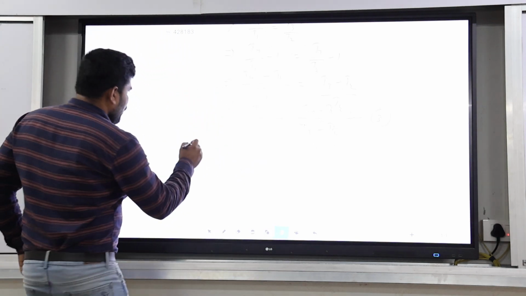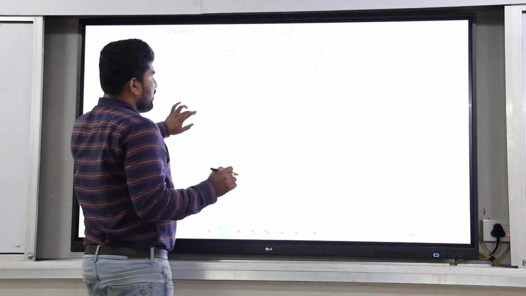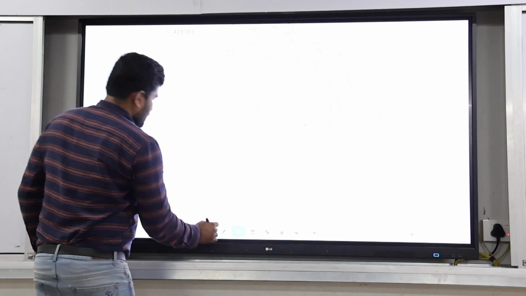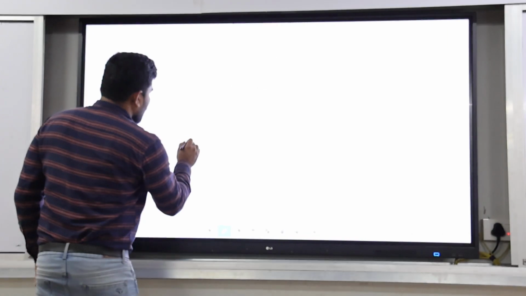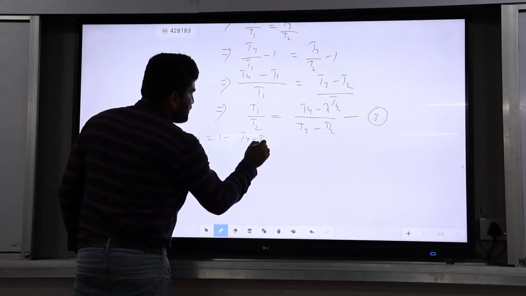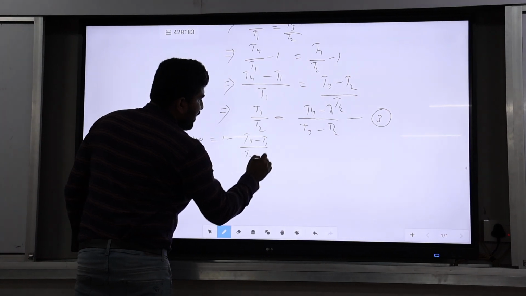Then what do you know about this efficiency? We know the efficiency of the Otto cycle equals 1 minus (T4 minus T1) divided by (T3 minus T2).